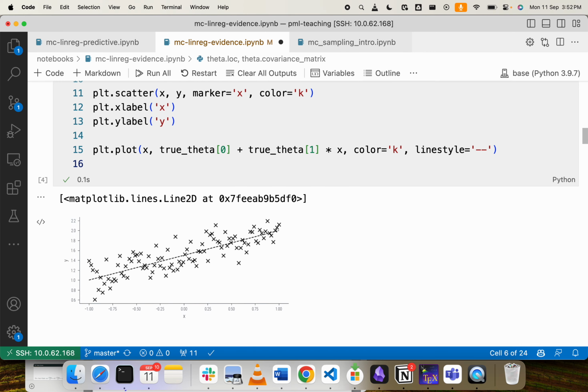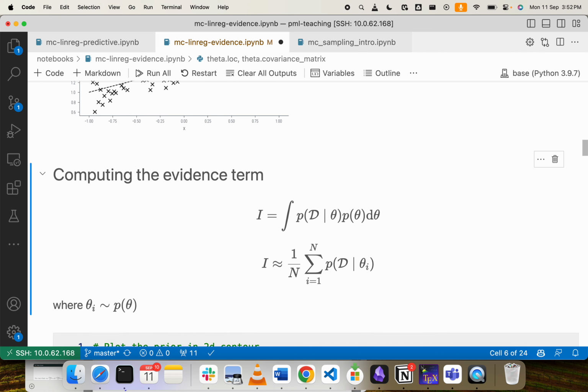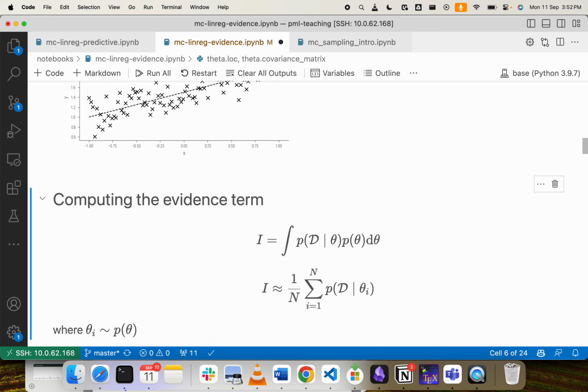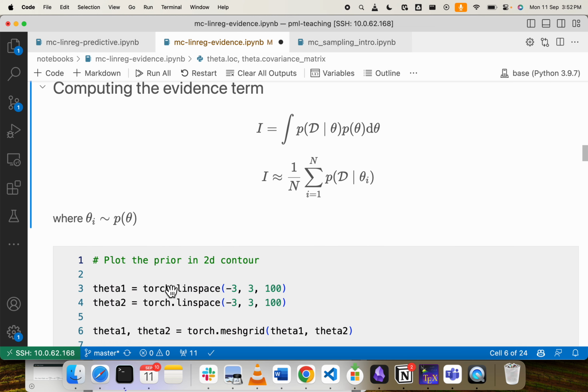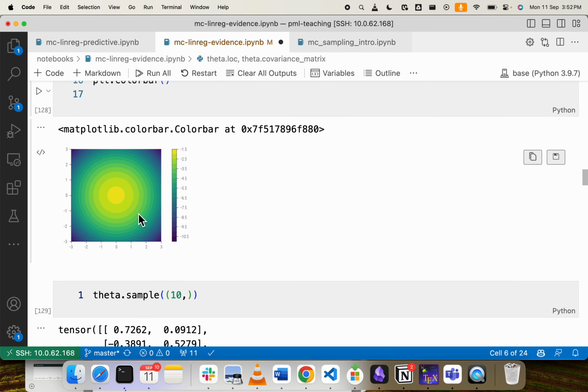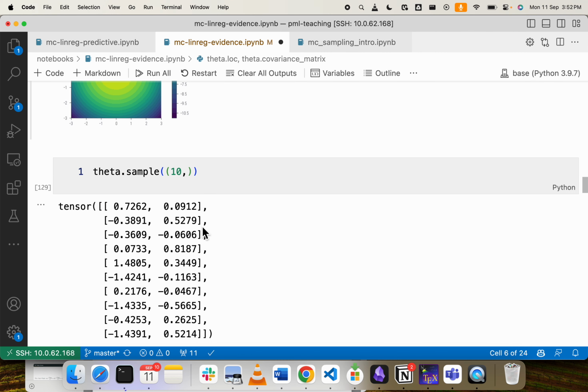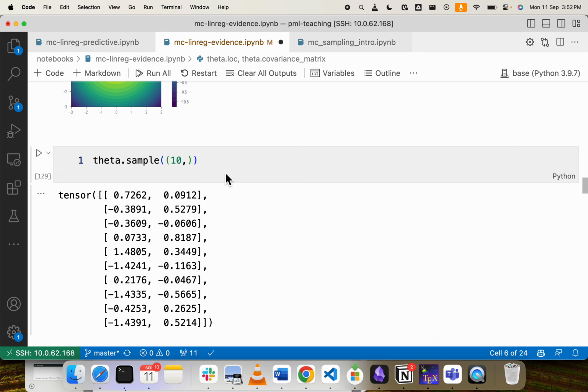Right? This is the data, and this is the evidence that you're trying to compute, p of d given theta, p theta, d theta. And we can just write it as 1 over n, p of d given theta I, where theta is distributed as the prior. We have plotted the prior as we did previously. We have generated the samples as we had done previously, theta dot sample.